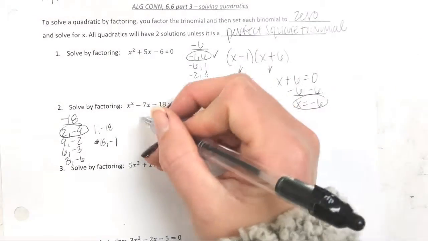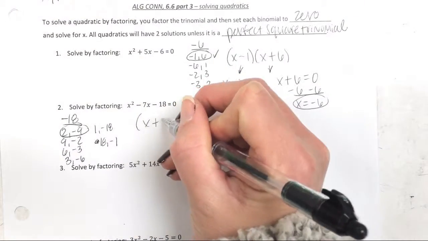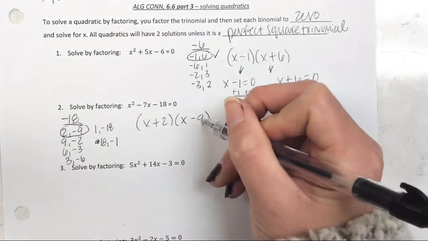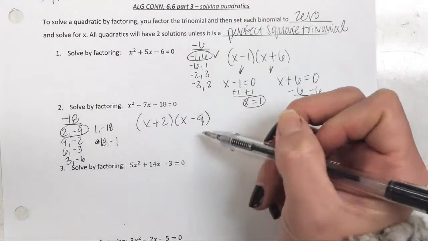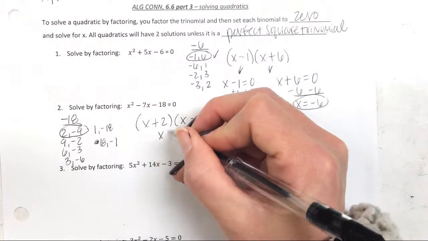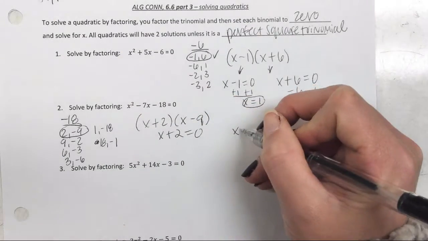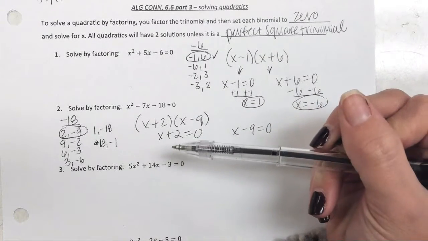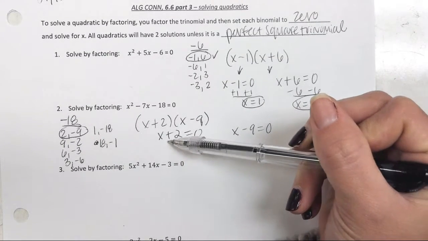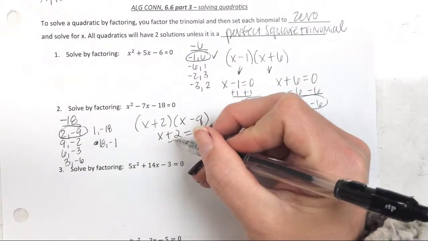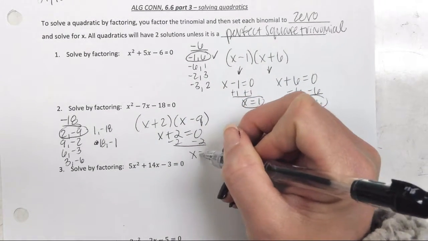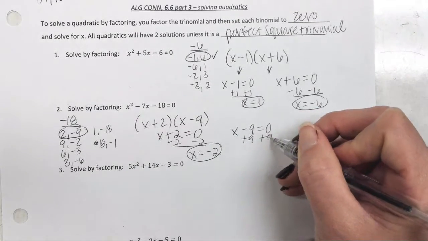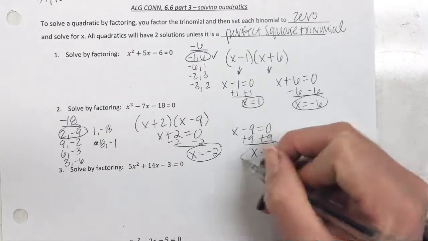So from here we're going to write x plus 2, x minus 9, and that's how you factor it. Now to solve, just set each one equal to 0. So for this one, to get x by itself, we've got to get rid of the 2. We've got to do the opposite of adding, so subtract 2 from both sides. We'll get x equals negative 2. From this side, we have to add 9, so we get x equals a positive 9.